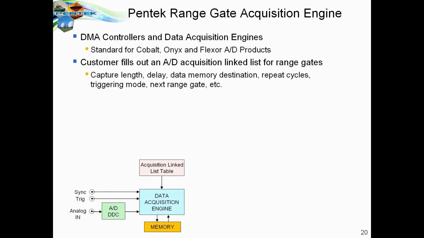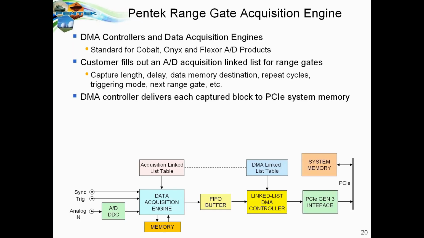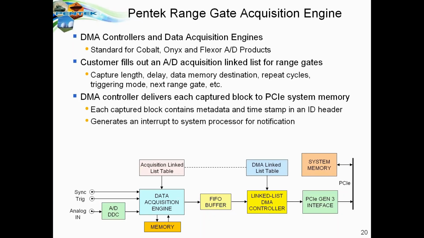So in this case, what we're doing is we're sampling data with the A-to-D converter shown down at the bottom left, using the acquisition engine driven by the parameters fetched from the acquisition linked list table. Once the data is captured, the DMA controller also uses a linked list table to specify the location of where it puts the captured data block to system memory, and this is transferred across PCI Express into system memory. Each block contains metadata that includes timestamping and an ID header to uniquely identify each captured block of data.